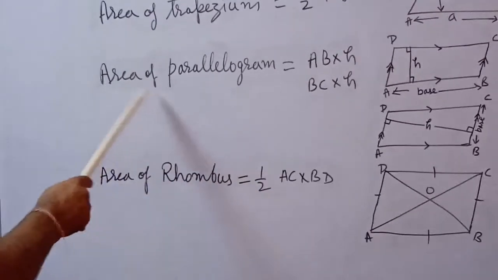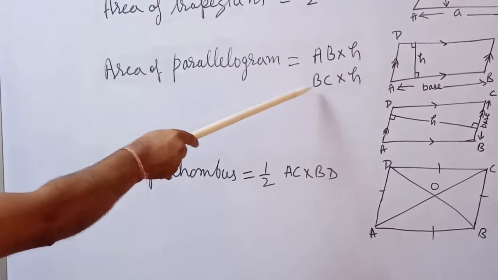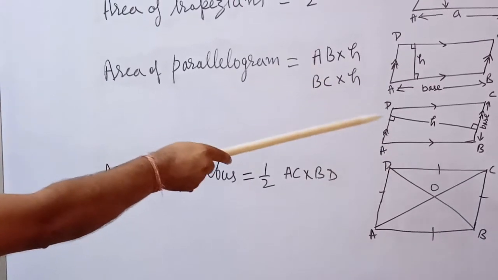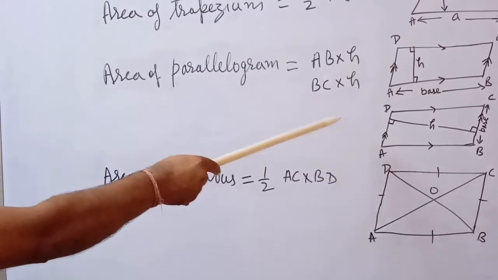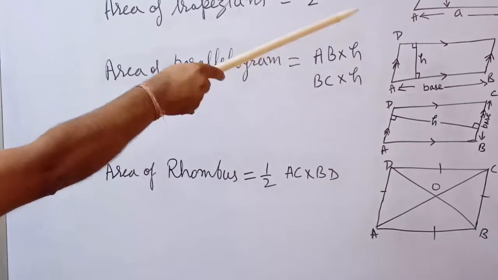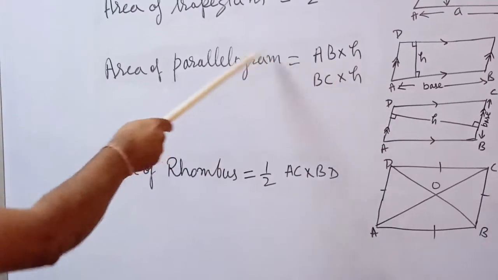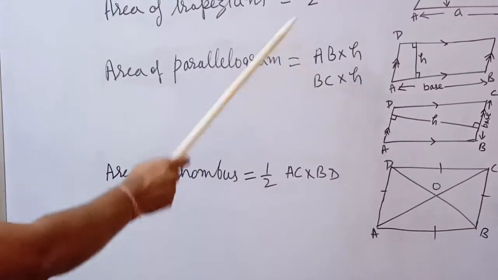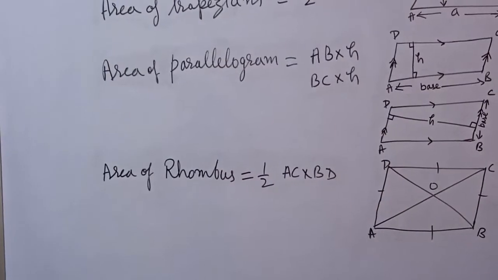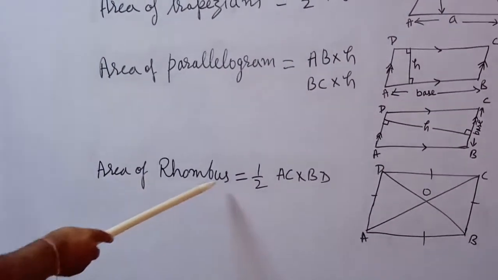So with the help of this, the area of the parallelogram is what? AB into H or BC into H. Whenever we take BC as the base, we take the corresponding H, and when we take the base AB, then we take H in that manner. So with the help of these two formulae, we will get the area of parallelograms.